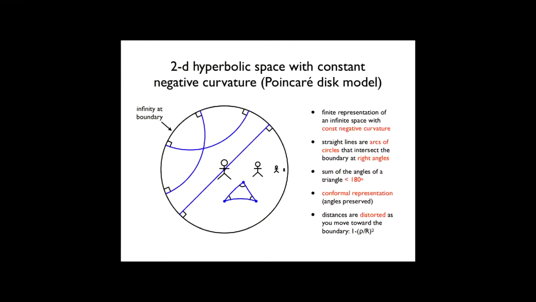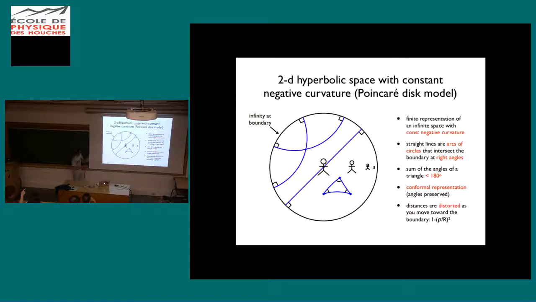Okay, sorry, go ahead. Why is the middle line straight? Oh, because this is a degenerate case of a circle, okay, with very large, infinite radius, okay? It intersects here. It has to intersect at right angles. So if you take this point and the point diametrically opposite and you have the line meet here, it has to be a straight line, okay?